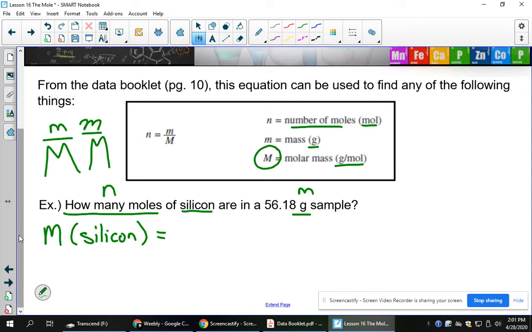So I'm going to look and see if silicon is on my polyatomic elements. It's not. I don't see it in that little tiny box. So it's just going to be Si if I write the chemical formula. And its molar mass is 28.09 grams per mole from the periodic table.